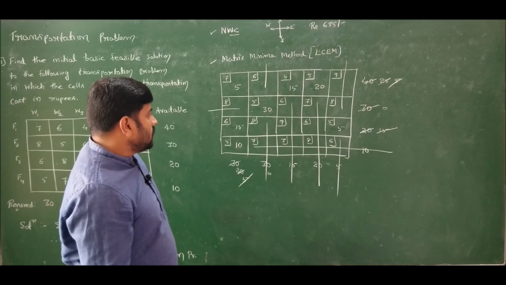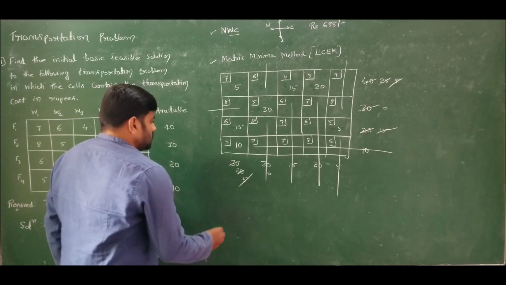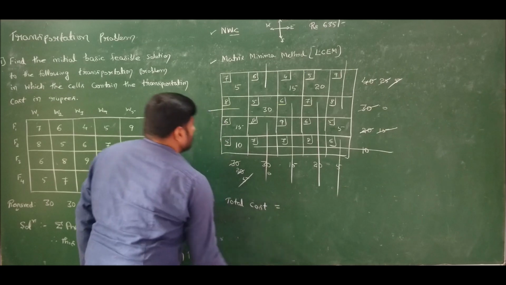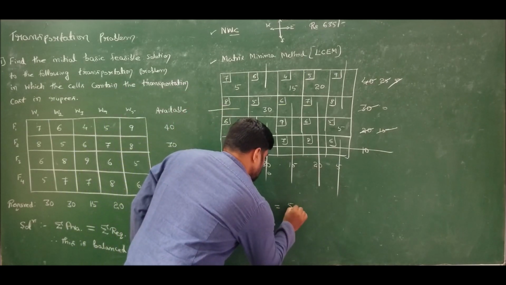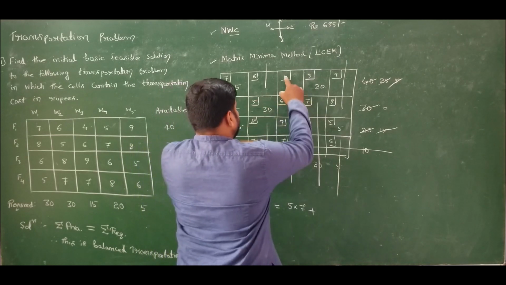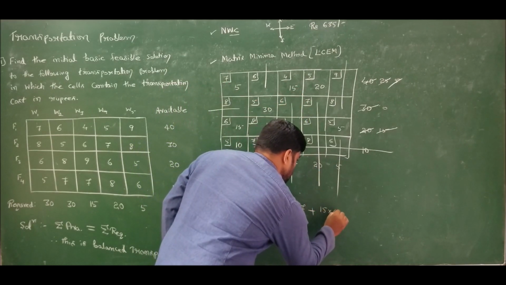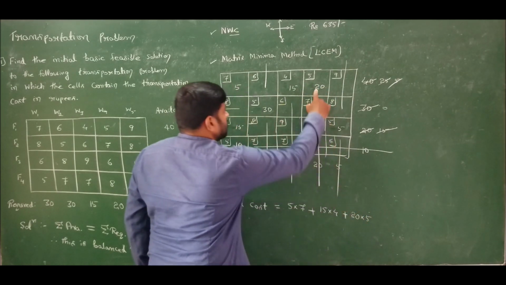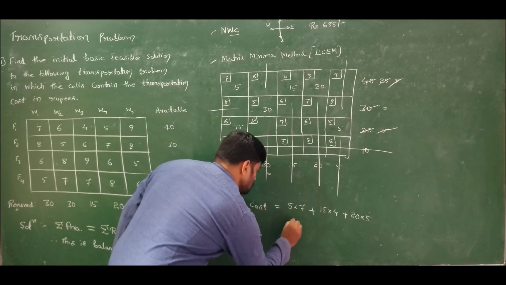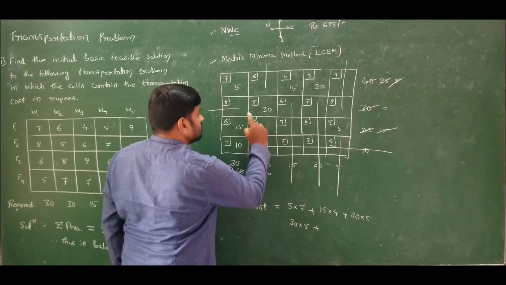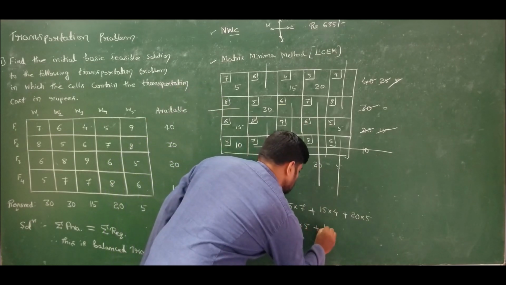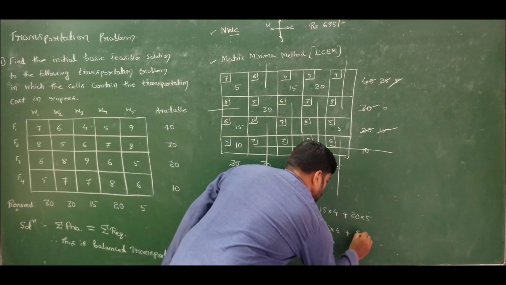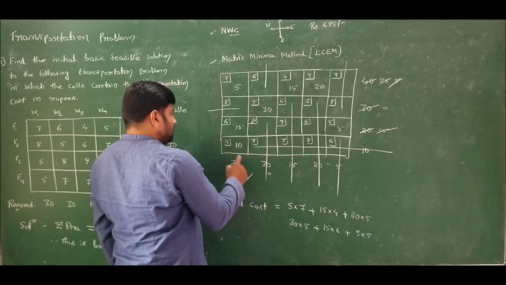Now compute the total cost. Now if I compute the total cost, we have 5 into 7 plus 15 into 4 plus 20 into 5 plus 30 into 5 and then we have 15 into 6 and then we have 5 into 5 and then we have 10 into 5.